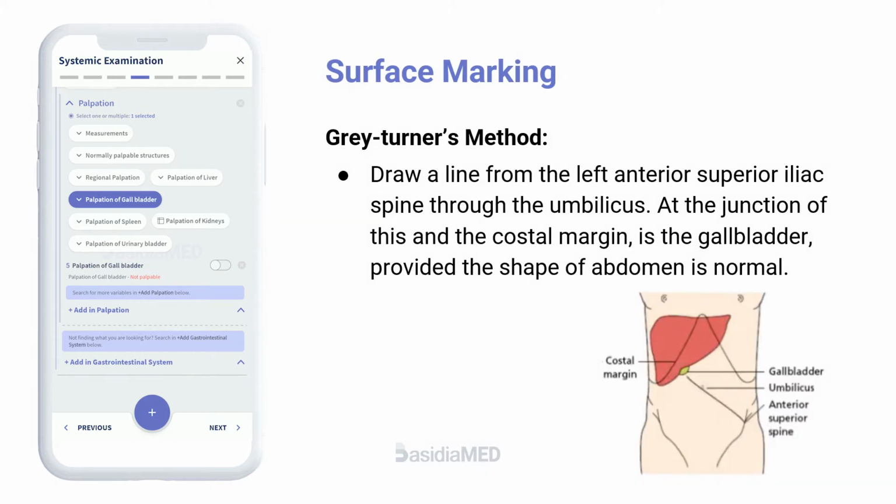Gray-Turner's method. Draw a line from the left anterior superior iliac spine through the umbilicus. At the junction of this and the costal margin is the gallbladder, provided the shape of abdomen is normal.